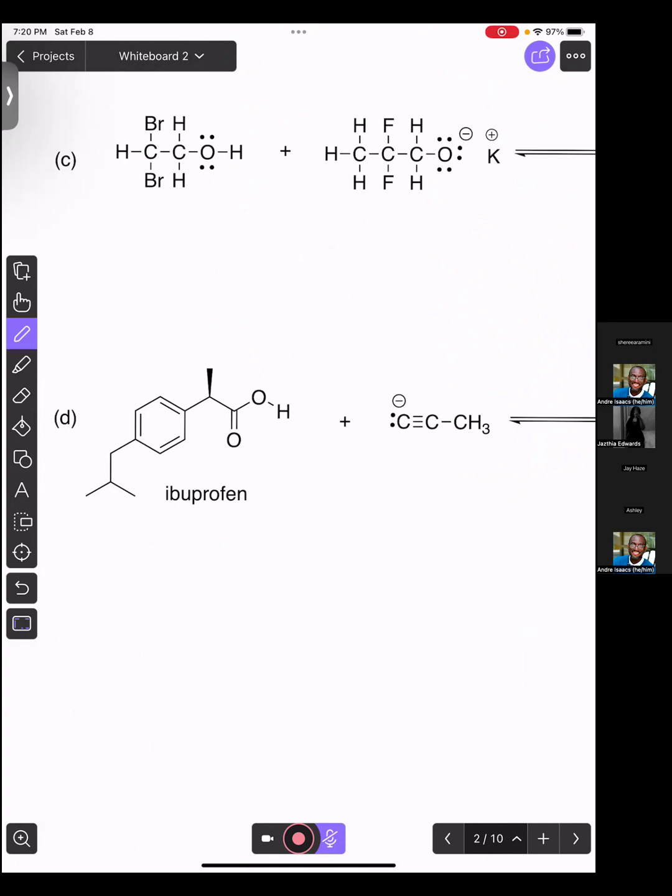Based on your understanding of acids and bases, what would you describe ibuprofen as? Is it a base or is it an acid? Ibuprofen is an acid, and you can see there's an H there that's attached to an oxygen. It's giving acidic, right? We also know from last lecture that this here is a carboxylic acid functional group. Remember, we talked about functional groups last lecture.